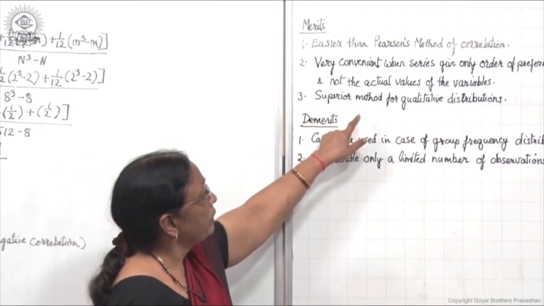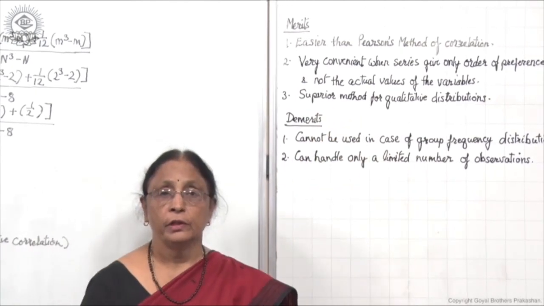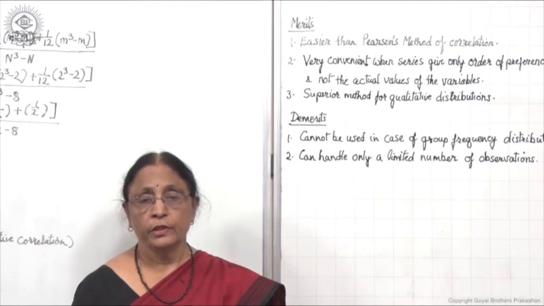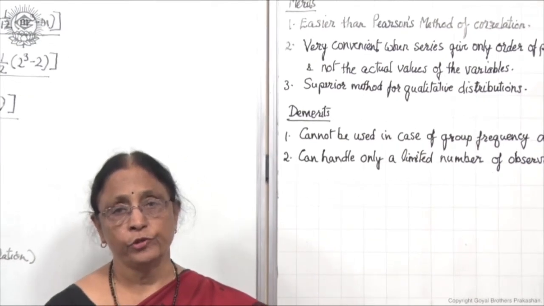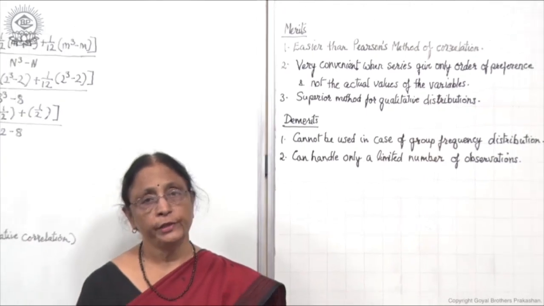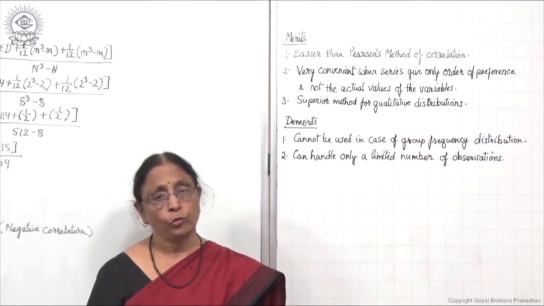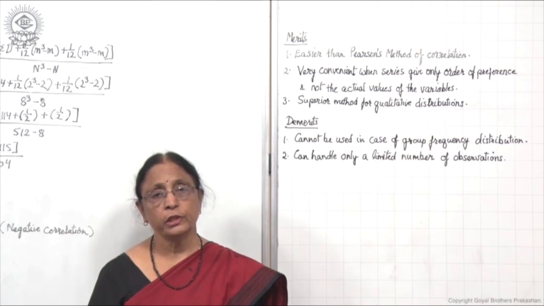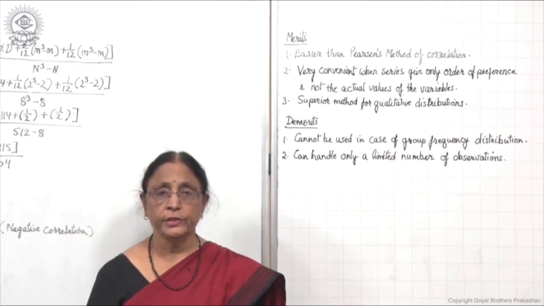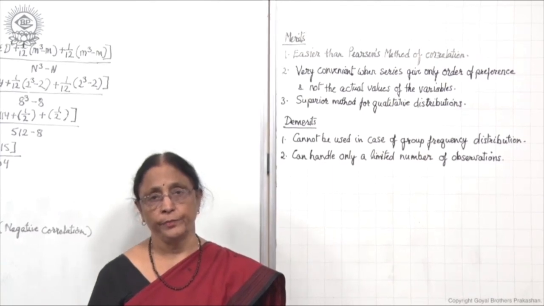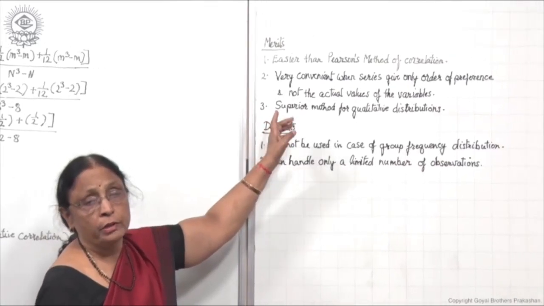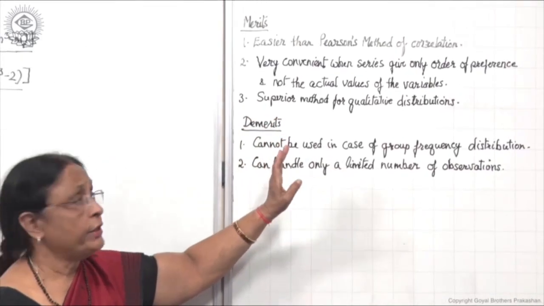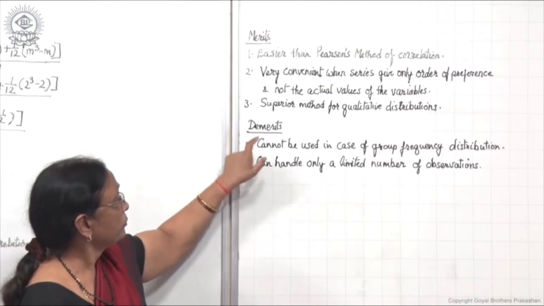Third, superior method for qualitative distributions. This method is considered very superior for qualitative distribution and not the quantitative distribution. And qualitative distribution includes attributes like beauty, honesty, intelligence, bravery, etc. Right? So for this, the rank correlation method is very superior.